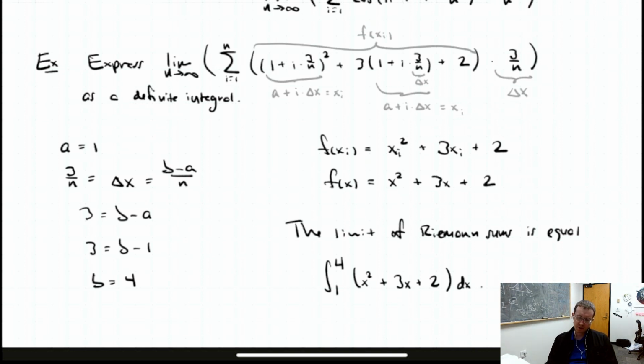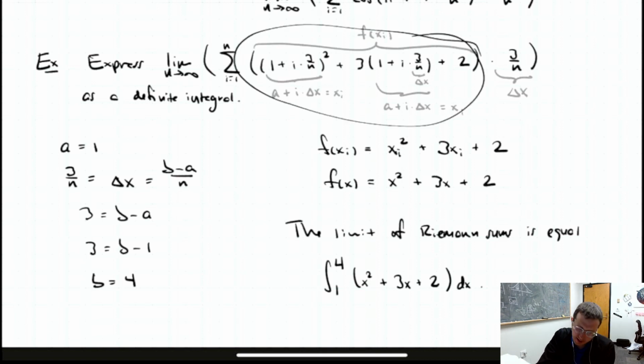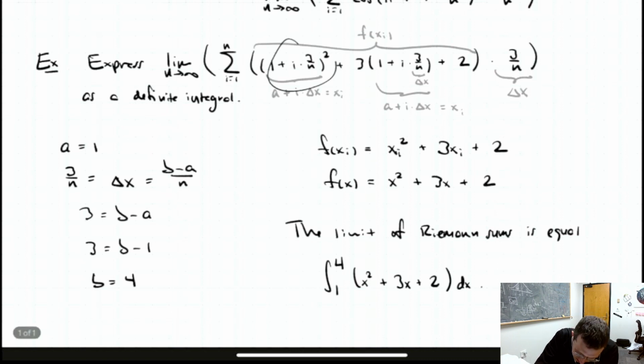So that's how you convert a limit of Riemann sums back into a definite integral. Look for the delta x. It's going to be some number over n. Everything else inside the sigma then had better be the f of xi. Identify that f of xi. The f of xi has an a in it, an a plus something. So that's the a.